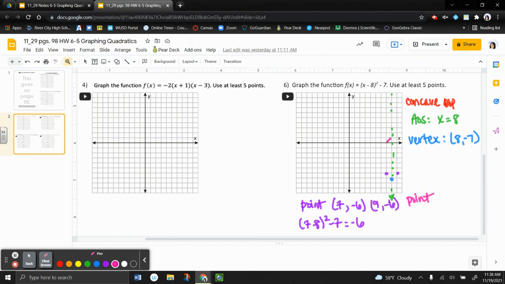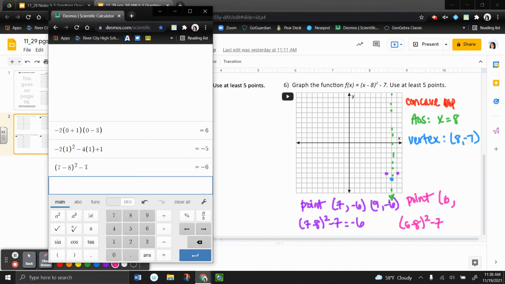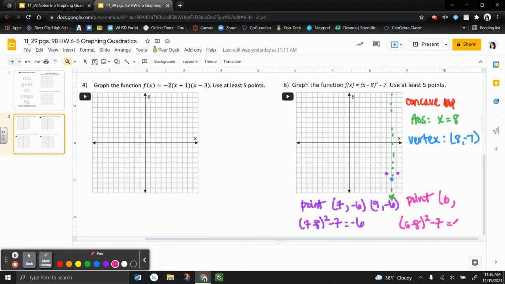So we plugged in 7, so now let's plug in 6. So 6 minus 8 squared minus 7 gives negative 3. So 6, negative 3 is here. Its symmetric point is going to be here, so that's 10, negative 3. And there's our parabola.